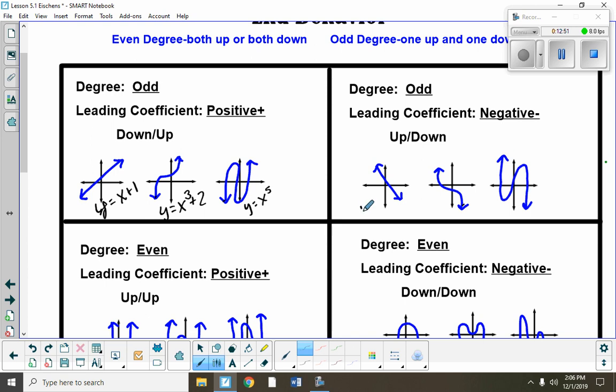So this would be like a y equals a negative x plus 1. So notice the leading coefficient is negative. This could be y equals a negative x cubed plus something, and so on. This could be y equals a negative x to the 5th plus something.